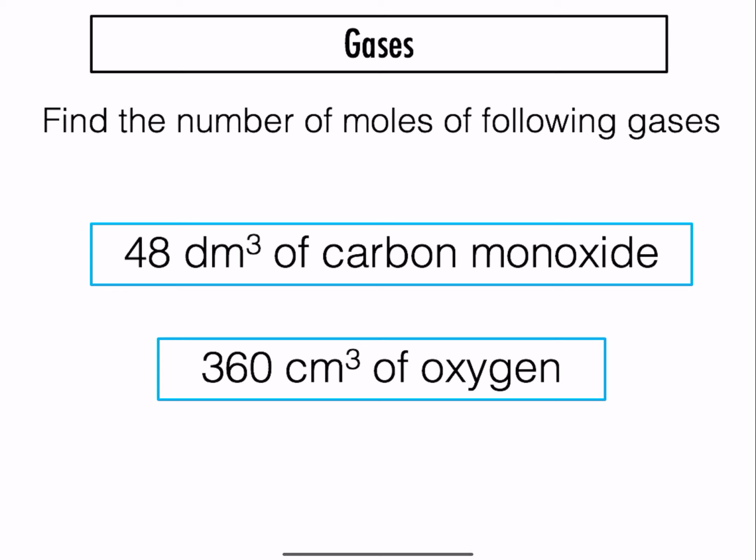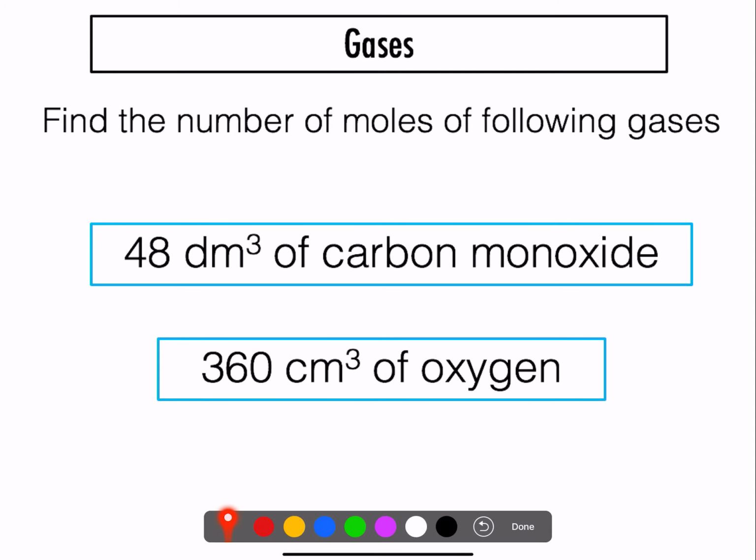Okay, so find the number of moles of the following gases. Again, our formula is number of moles is equal to volume over 24, or volume over 24,000 if the volume is in centimeters cubed. For the first one, we have 48 decimeters cubed. So you're going to do 48 divided by 24. That will give you the number of moles, so that should be 2 moles. In the second one, you're going to do 360. Because it's in centimeters cubed, you're going to divide it by 24,000. So that will give you 0.015 moles.